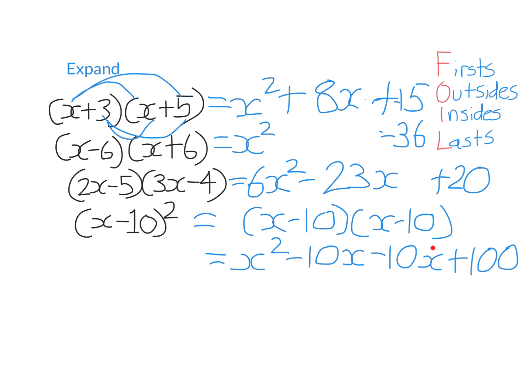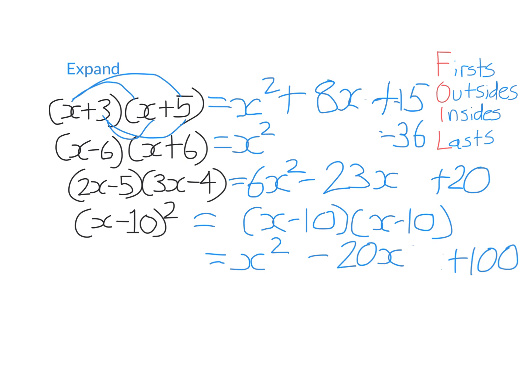So note, these two terms don't cancel out. Negative 10 subtract 10 isn't 0, it's negative 20. So I'm going to replace the negative 10x and negative 10x with negative 20x. Whenever you have a perfect binomial square, you always have 3 terms. So the final answer is x squared minus 20x plus 100.